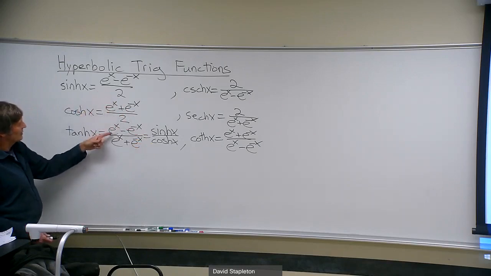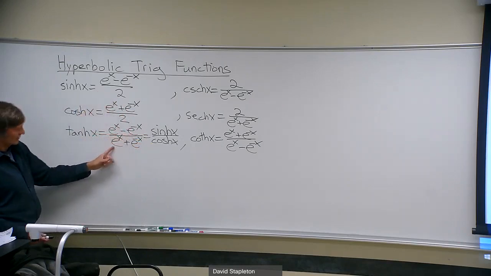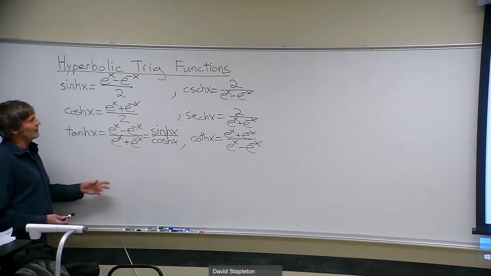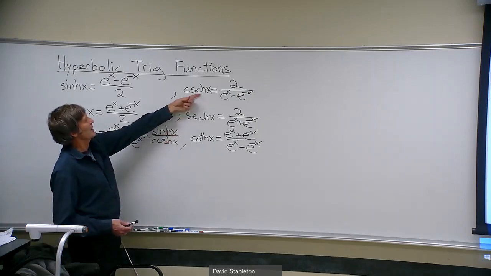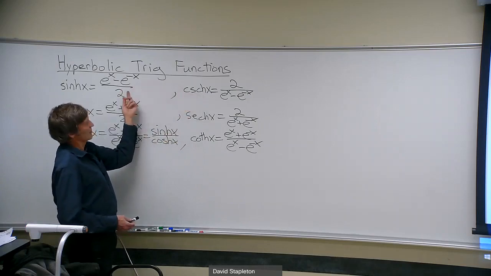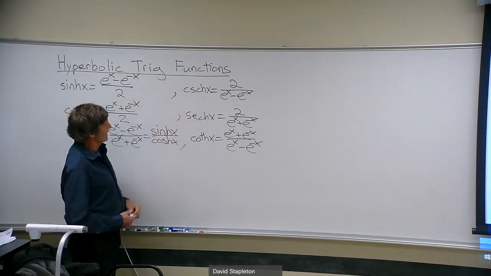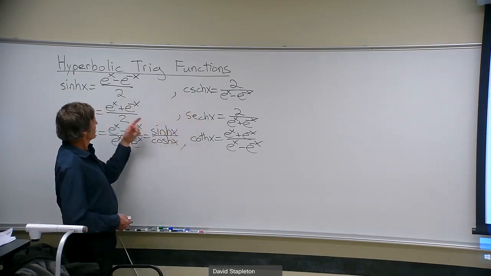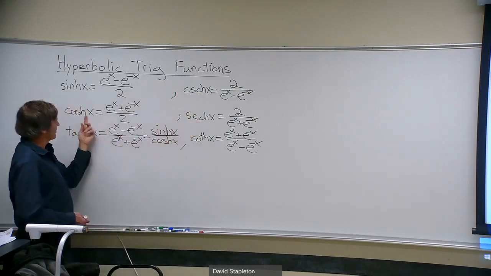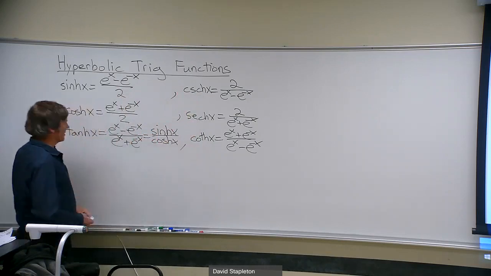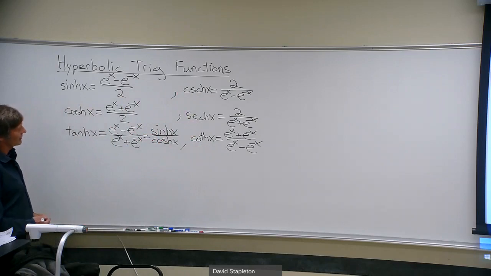The twos cancel and you just get e to the x minus e to the minus x over e to the x plus e to the minus x. So there's hyperbolic tangent. And then these three are just their reciprocals, right? Hyperbolic cosecant is the reciprocal of hyperbolic sine, just like cosecant is the reciprocal of sine. Hyperbolic secant and hyperbolic cosine are reciprocals of each other. Hyperbolic cotangent and hyperbolic tangent are reciprocals of each other.